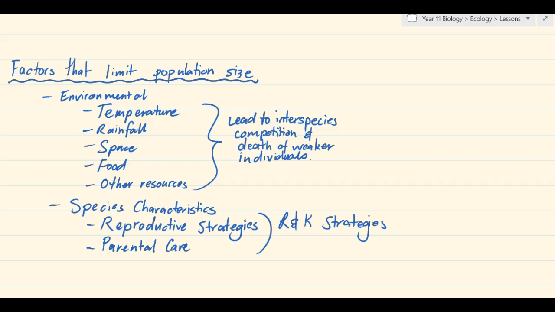Now, there are several factors that limit population size. There are environmental factors and species factors, as you can see. Environmental factors you pretty much know about: your temperature, rainfall, space, food, and other resources. All of these lead to competition, and if there's too much competition, the weaker individuals will die and only the strongest will survive and reproduce. Then there are species characteristics, so their reproductive strategies are going to affect how they survive, plus also the amount of parental care.